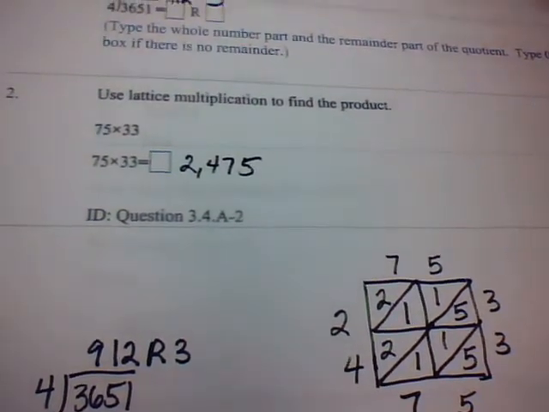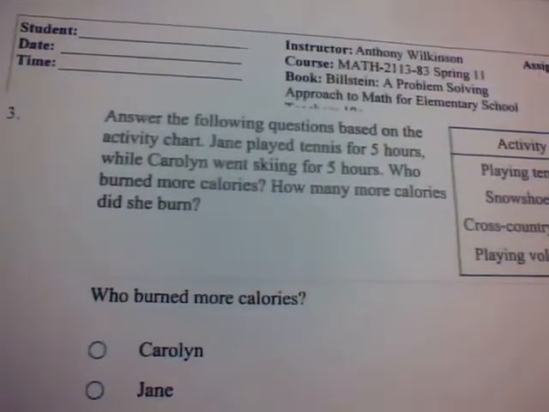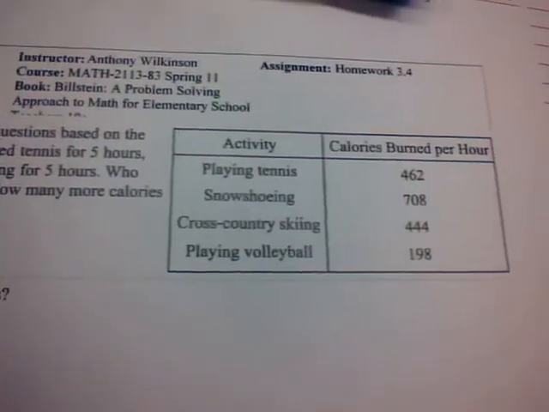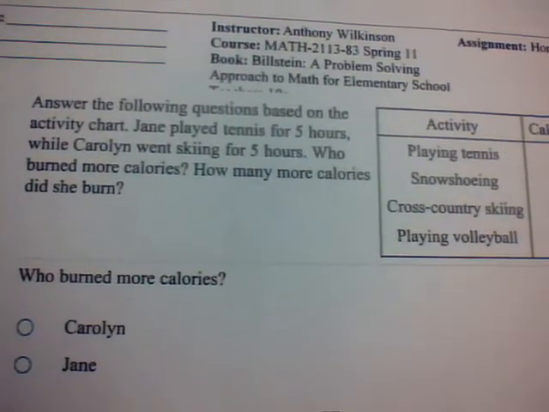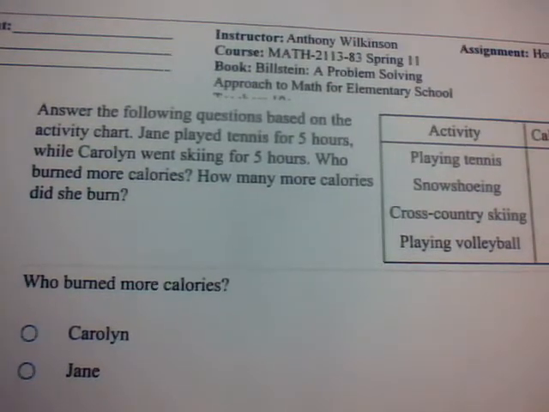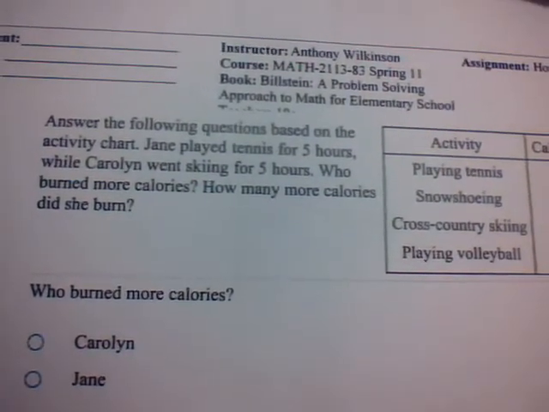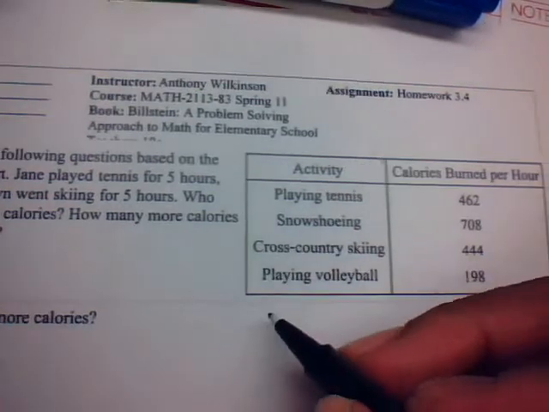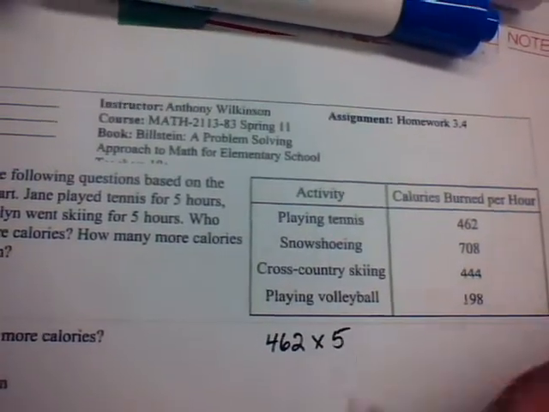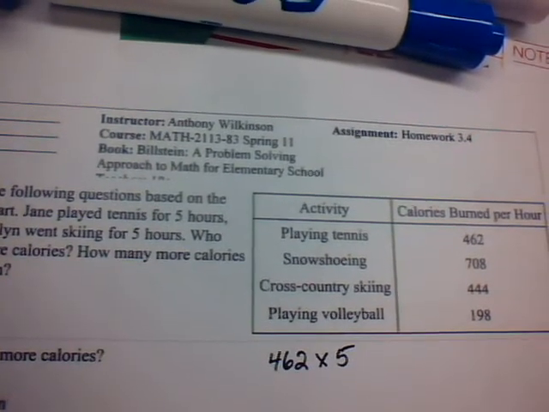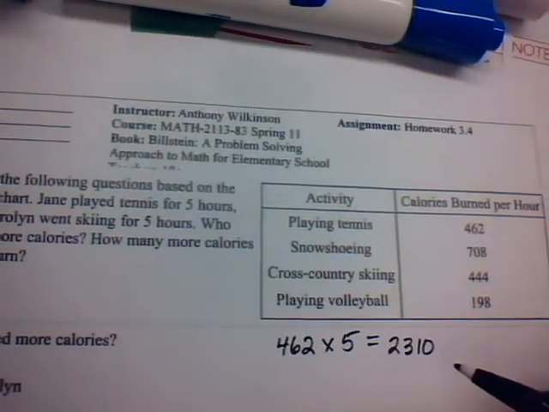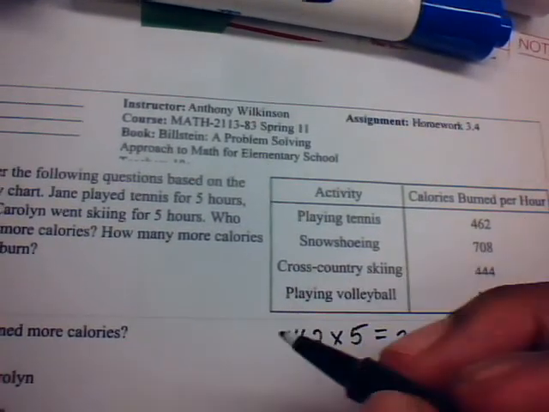Okay. Now here's problem number 3. Let's say we want to answer the following questions based on the activity chart, which is this chart right here. It says that Jane played tennis for 5 hours while Carolyn went skiing for 5 hours. Who burned more calories, and how many more calories did she burn? Okay, now Jane played tennis for 5 hours. Playing tennis will burn 462 calories per hour, so we'll do 462 times 5, which will give me 2,310. So Jane burned 2,310 calories in 5 hours.